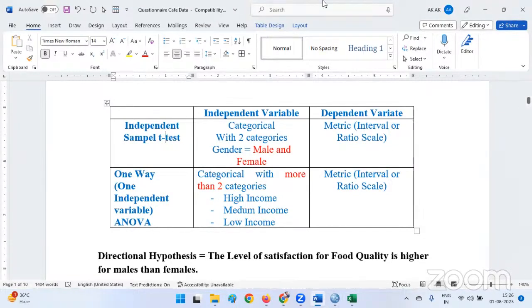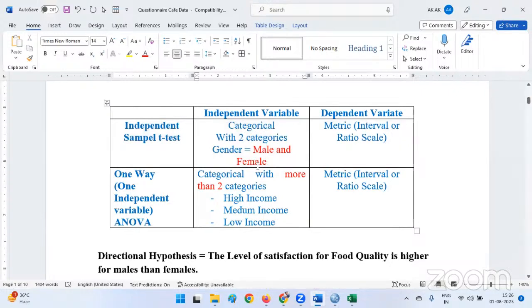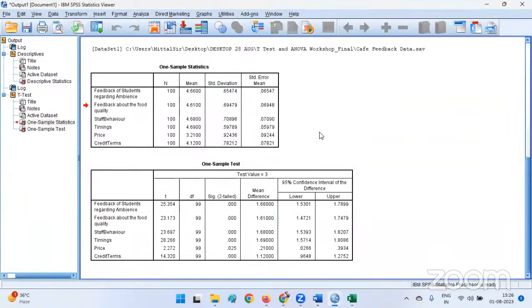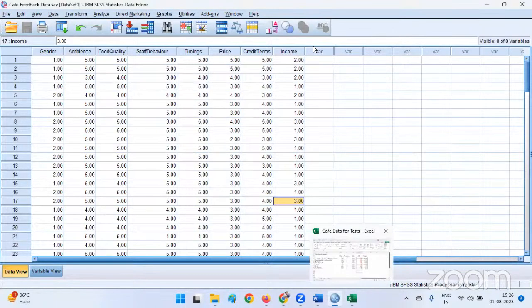Okay. So in this, we have this data set first. So for gender, we will apply the independent sample t-test. Okay. Now, what are the requirements of independent sample t-test? Sorry, not requirements, but yeah, any questions?